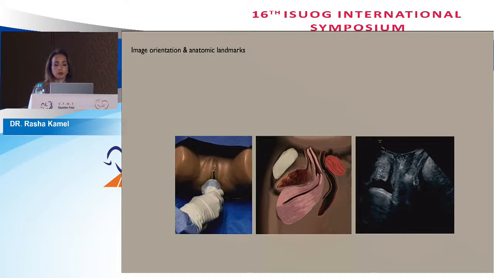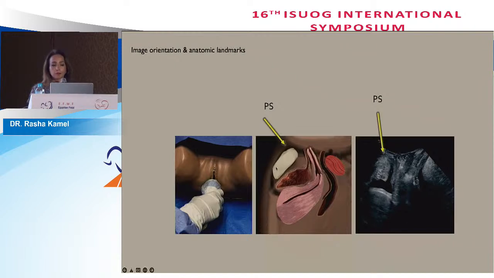So this is how we orientate the image. When we apply the probe vertically, the landmark on the probe has to be pointing upwards, and we have to synchronize it with the image on the screen of the ultrasound. And these are the successive organs that are going to get displayed as soon as we start scanning. This is an illustrative demonstration, and this is the actual ultrasound image that we get.